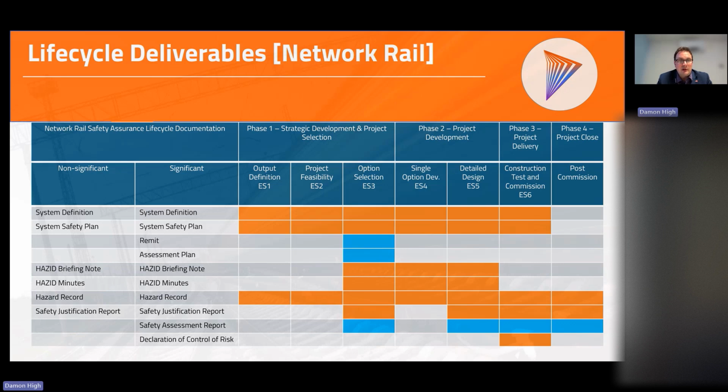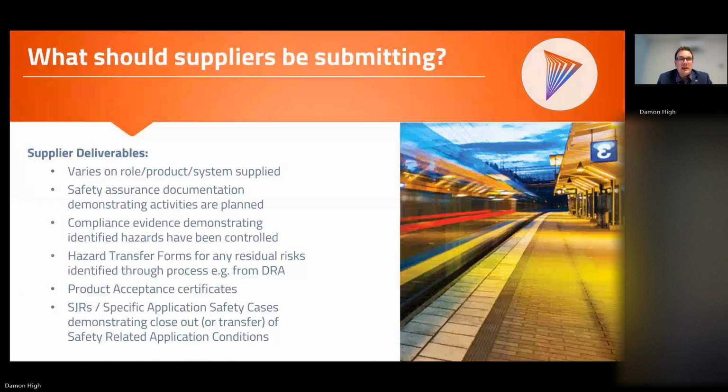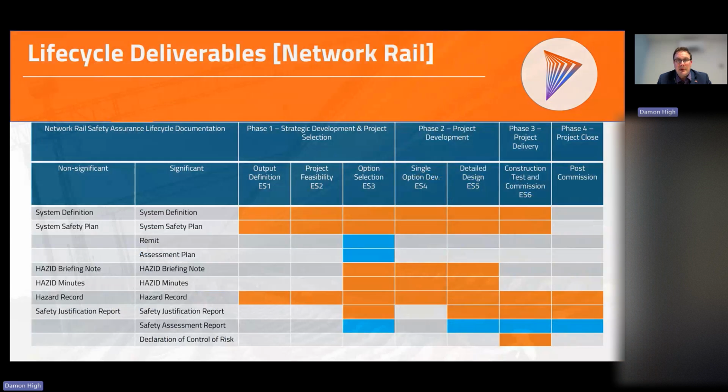So the end client would write the remit for the independent safety assessor. Once they come on board, the independent safety assessor would write their assessment plan, and then at various phases of the life cycle produce that safety assessment report. That gives a bit of a feel of the types of deliverables we'd produce throughout the life cycle for a significant project. In terms of what our suppliers should be submitting, these activities here would normally be led by the proposer, the end client, as it were.